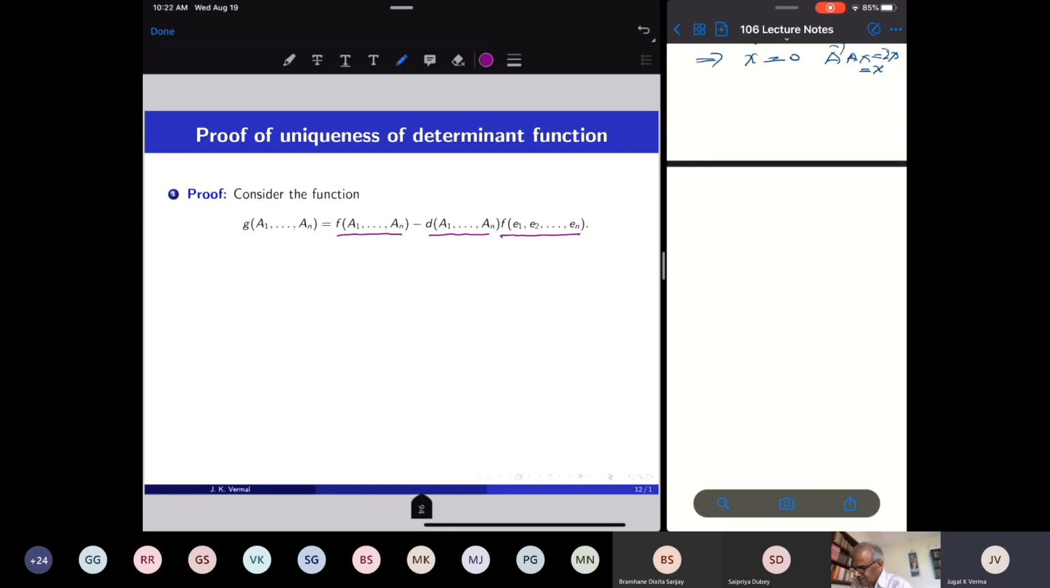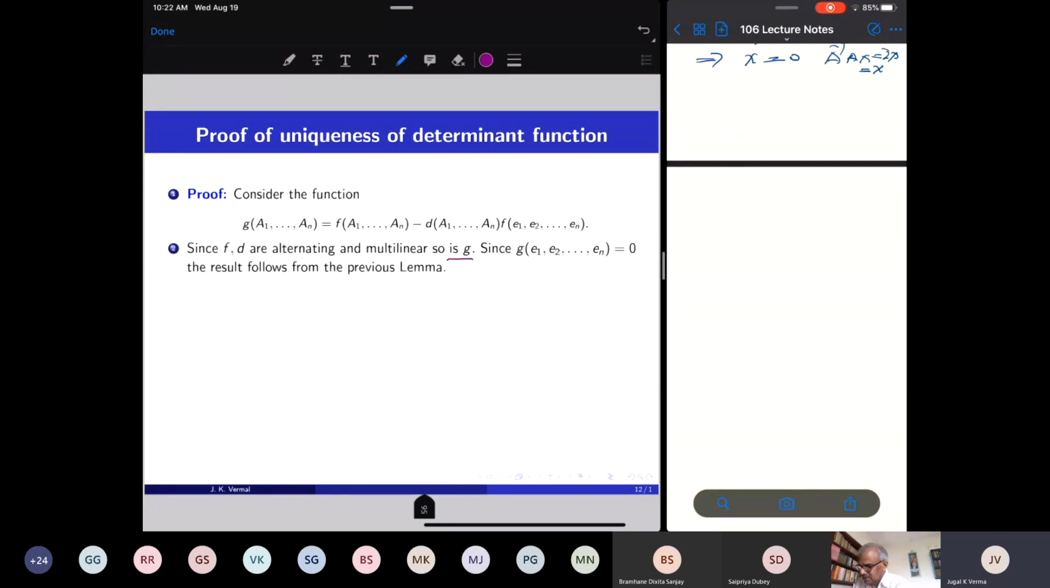Okay. f is multilinear, d is multilinear, and this is a scalar multiple of a multilinear function. You can check easily that scalar multiples of multilinear functions are multilinear, and a sum of multilinear functions is multilinear. So this g is a multilinear function. It is also alternating because f is alternating, d is alternating. So if two column vectors of A are identical, f will be 0, d will be 0, so g is also 0. So g is alternating multilinear.